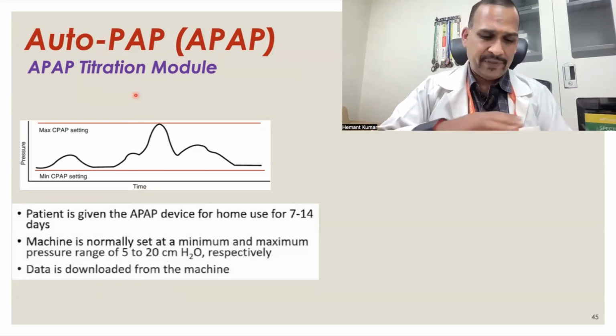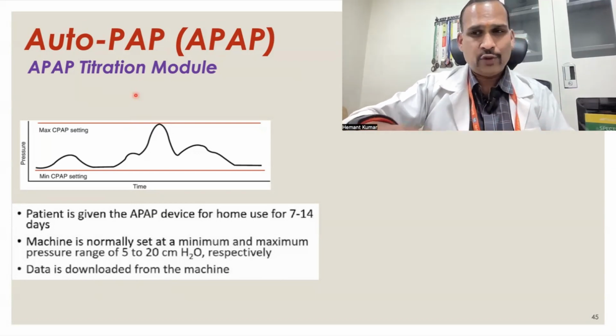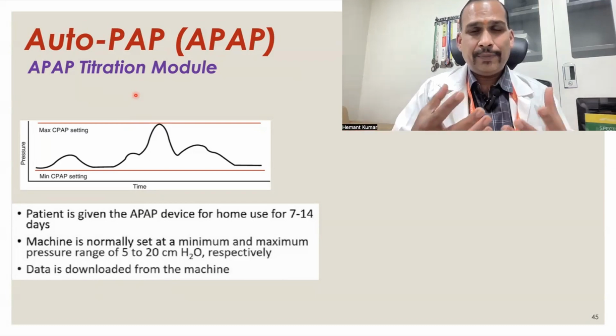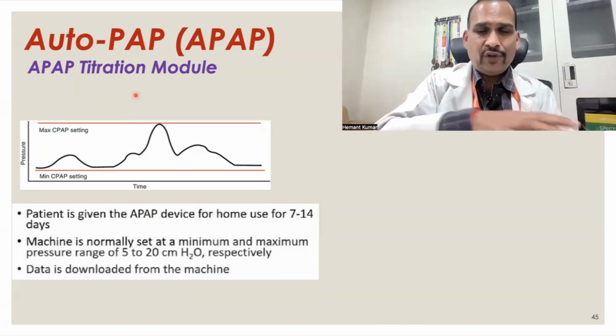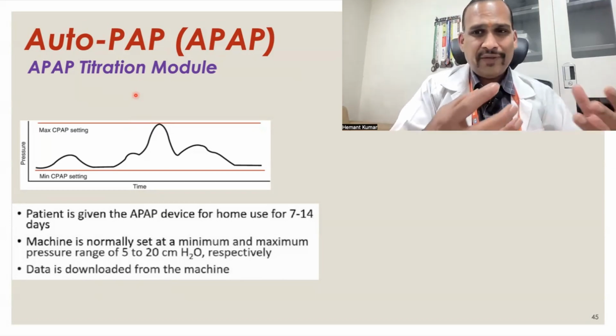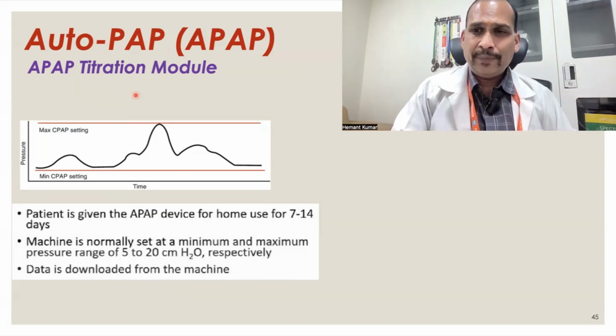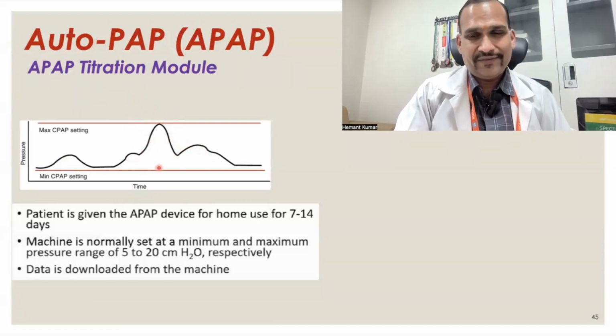For example, if the patient is lying supine, then the pressure requirement is more. If the patient turns left or right, then the pressure requirement will get reduced. So when the pressure requirement is reduced, it will give less pressure. If the pressure requirement is more, then it will give more pressure.